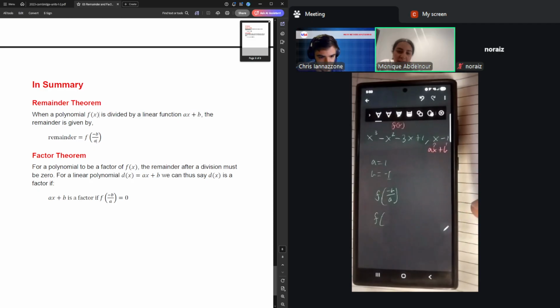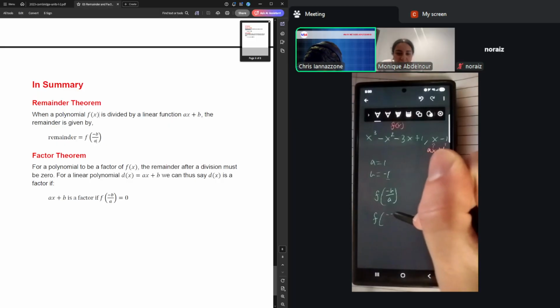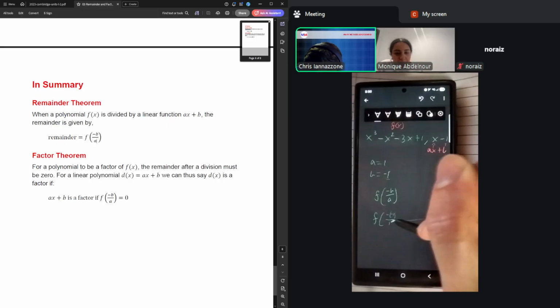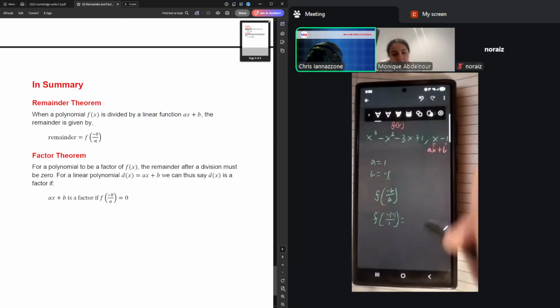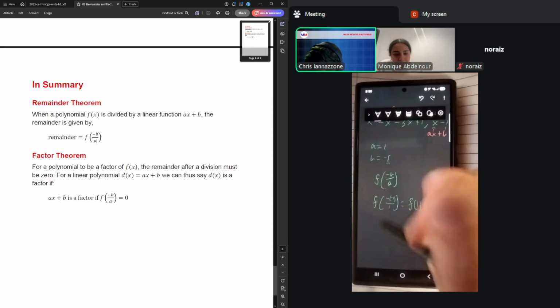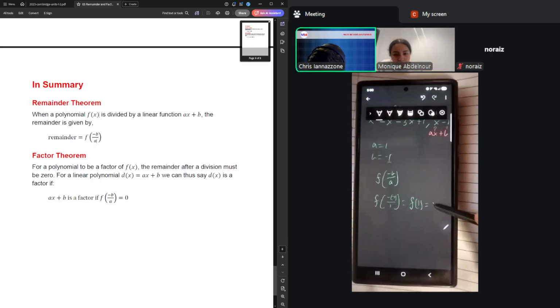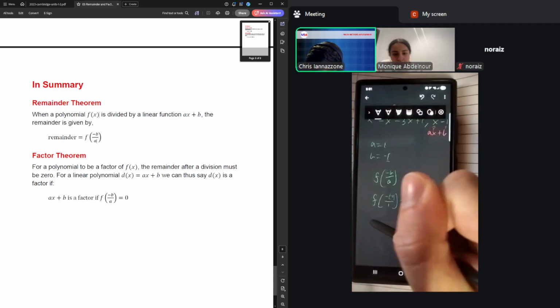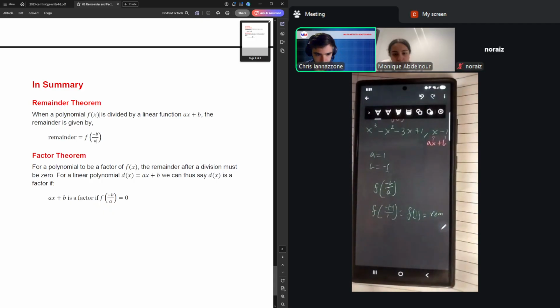Now it's going to be negative negative 1, so it will just be 1 over 1. Yep, which is just 1. f of 1. Nice. So we know it's f of 1. That will give us our remainder. How do we now do f of 1? We substitute it into the cubic.